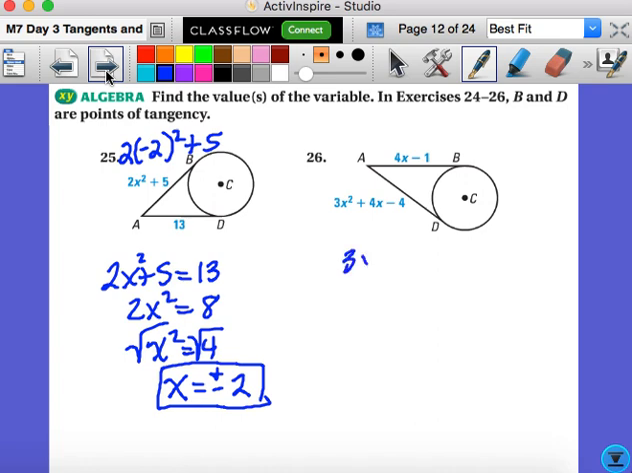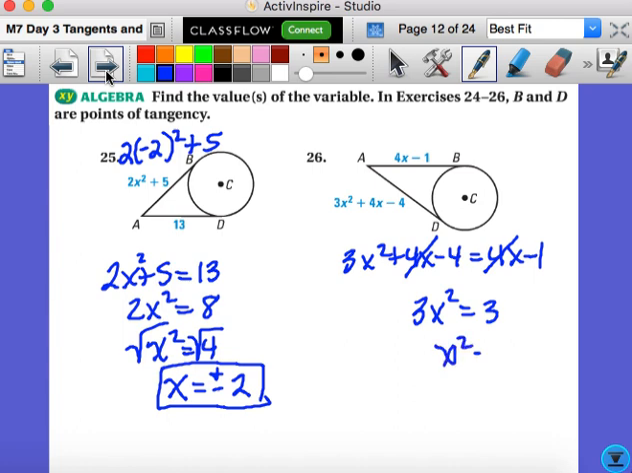Over here, 3x squared plus 4x minus 4 should equal 4x minus 1. Those 4x's are going to cancel out when I try to group them. So 3x squared equals 3. Divide by 3 on both sides. Take a square root on both sides. Again, when we take a square root, we technically need to say positive or negative. However, in this case, if I put a negative 1 here, I've got negative 5 for a distance. So in this case, my only valid answer is 1.